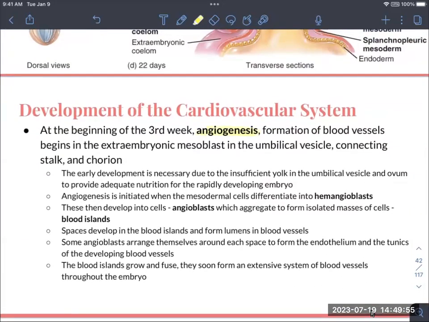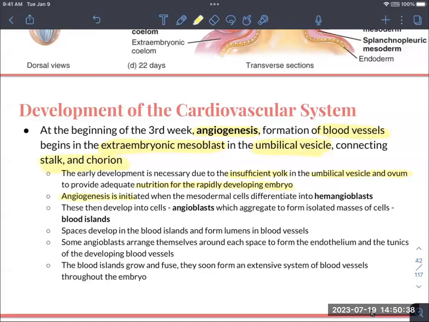Angiogenesis starts at the 3rd week to form blood vessels. That extraembryonic mesoblast is where this all starts, in that umbilical vesicle. And this is how we connect the stalk and the chorion. We need development of these vessels very early because the yolk sac, the umbilical vesicle, and that ovum need a way to get nutrients to that embryo fast.